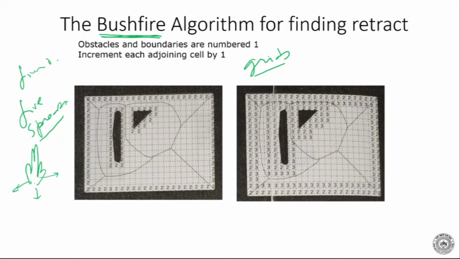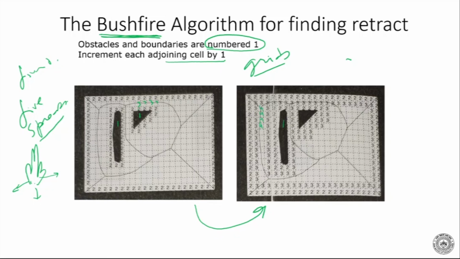So what we do is we divide it into grids, and you start by putting the obstacle as 1. Obstacle boundaries are numbered by 1, and you increment each adjoining cell by 1. So if this is 1, the next one will be 2, then the other will be 3, like that. And this can be done very easily by the computer. So this is 1, this is 2. Any program can do this very quickly, right? So obstacle was 1, the next one was 2, then 3, then 4, like that.